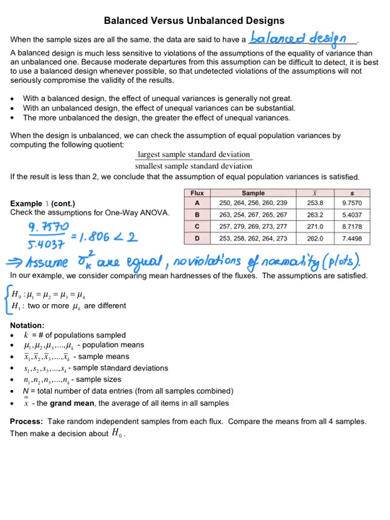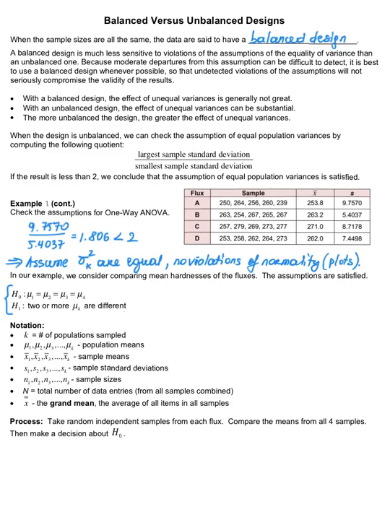We continue going through this example and are getting close to identifying how the ANOVA hypothesis test is processed. In our example, we consider comparing mean hardnesses of the fluxes. The assumptions are satisfied and we're ready to set our hypothesis statements. It is standard to say for the null hypothesis that the means are equal. In our case, there were 4 fluxes, therefore there are 4 means that are equal. The alternative statement will say 2 or more means are different.